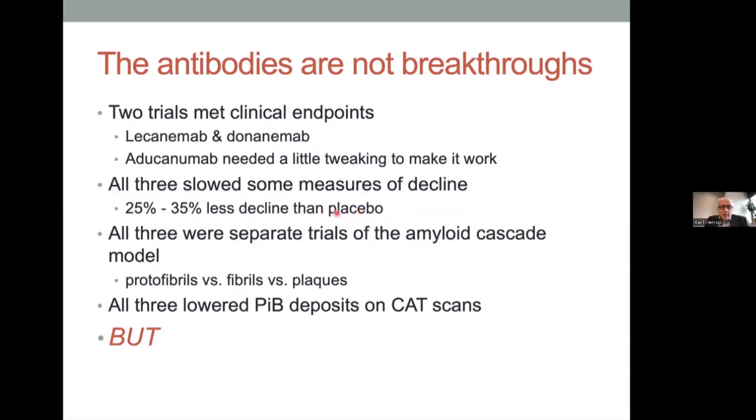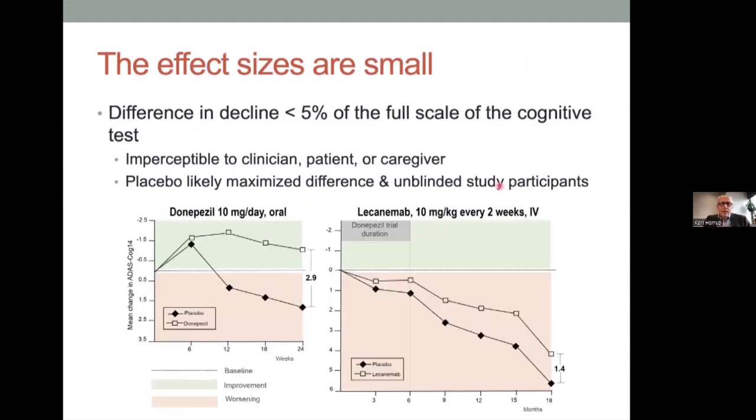And if you think about it, that means that all three of them were clear trials of the amyloid cascade hypothesis, and all three of them did what they were supposed to do. They lowered the PET ligand detection on CAT scans. But the effect sizes were incredibly small.